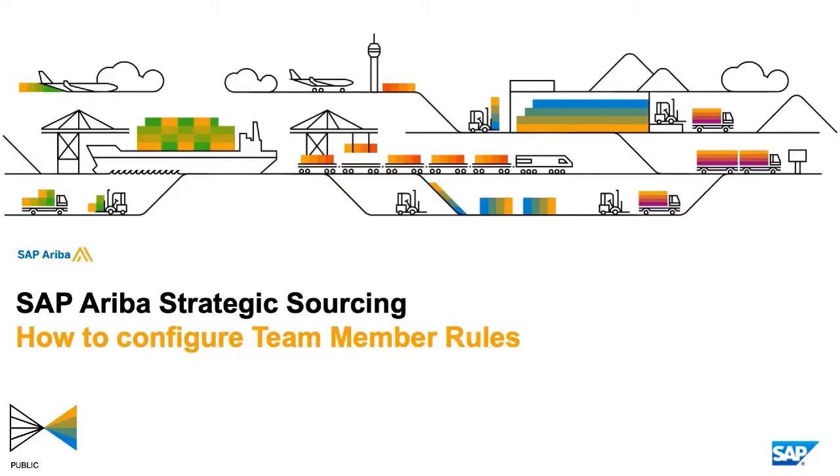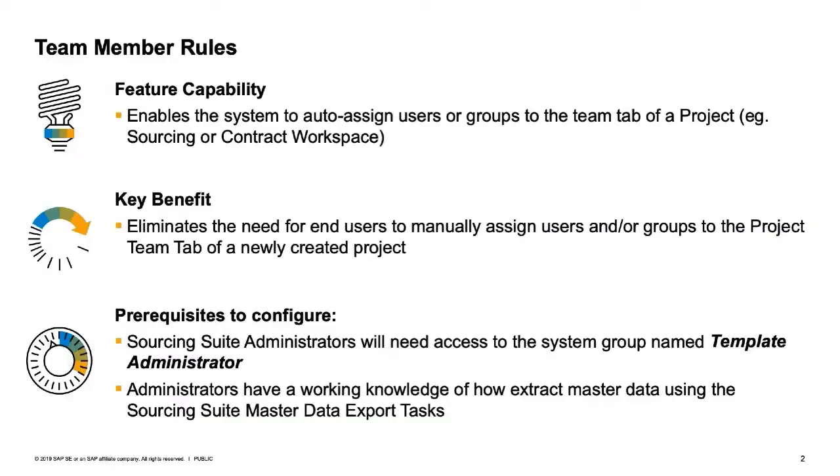Today I wanted to talk about a feature that's located in the sourcing suite of products referred to as team member rules. The capability of team member rules is basically it enables the system to auto-assign users or groups to the team tab of a project. When I use the term project, I'm really referring to a generic term which refers to sourcing workspaces or contract workspaces. The benefit of using team member rules is it eliminates the need for end users to manually assign users and/or groups to the project team tab of a newly created project.